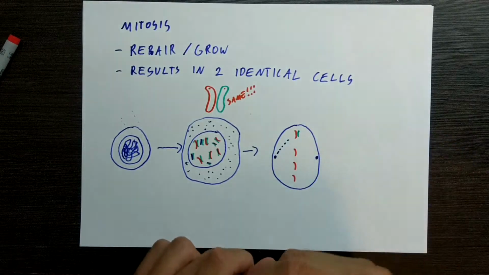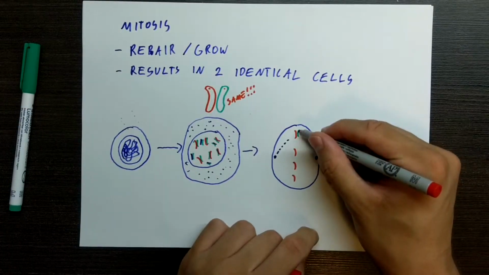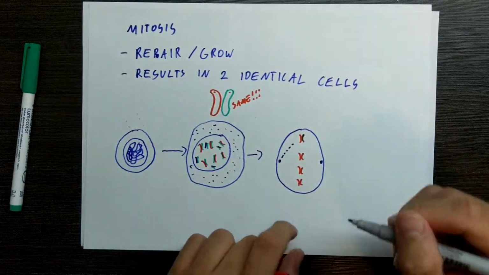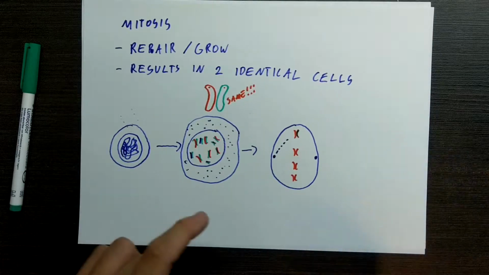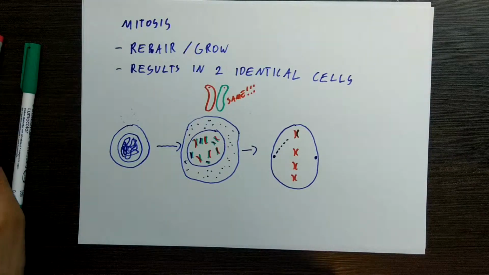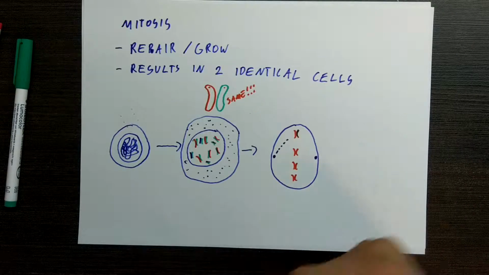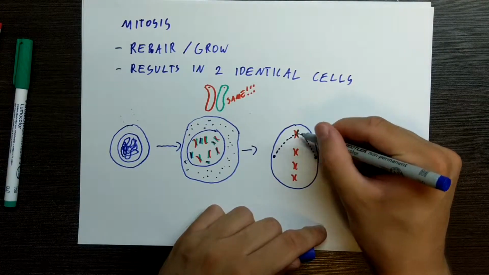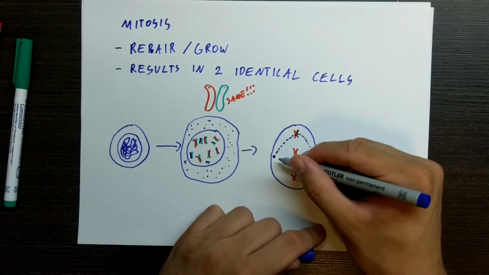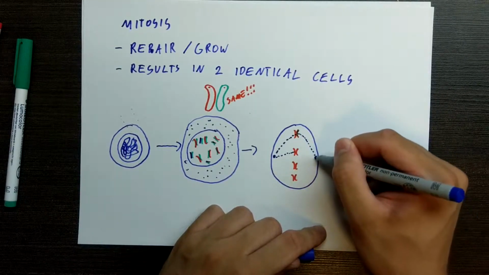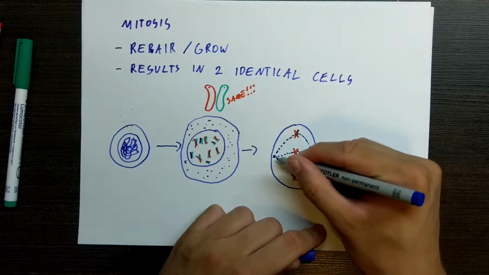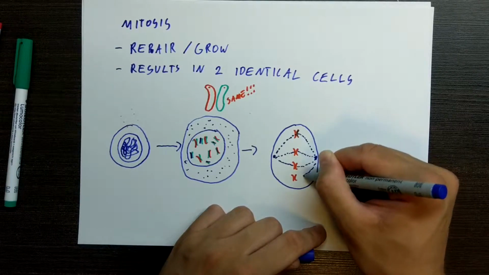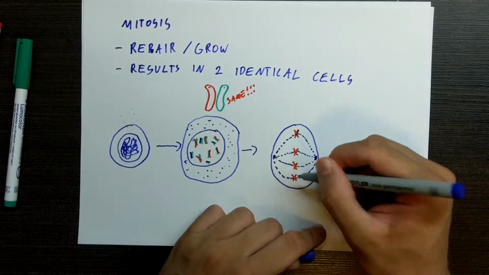Now, I put here green, but they are all the same. So they are all going to be like this now, just for the sake of simplicity. Okay, so they all line up along the center of the cell, and these spindle fibers attach themselves to each side of that X, of that chromosome X structure. So those spindle fibers go like this, and they all attach to each side of that X structure.